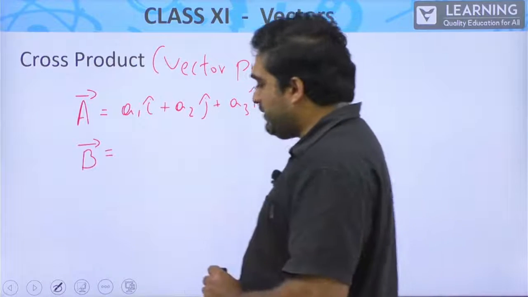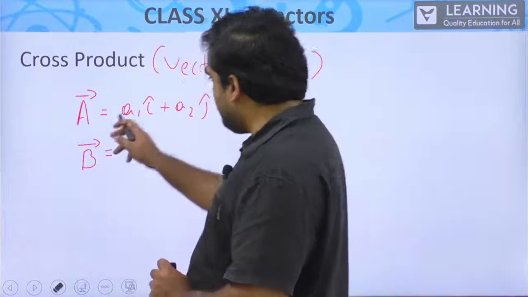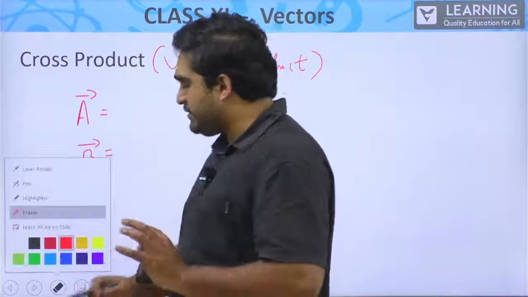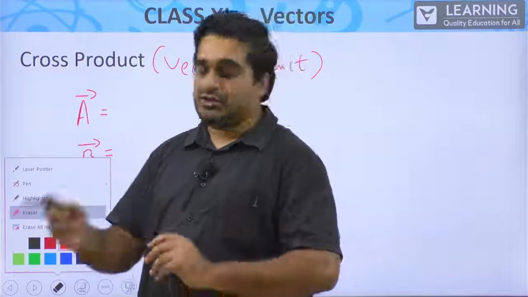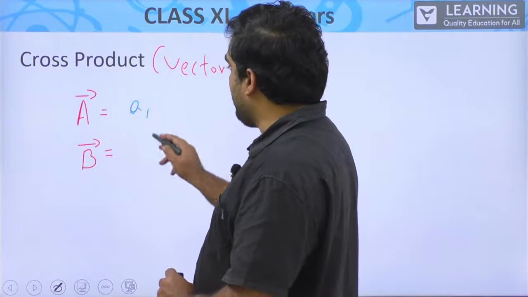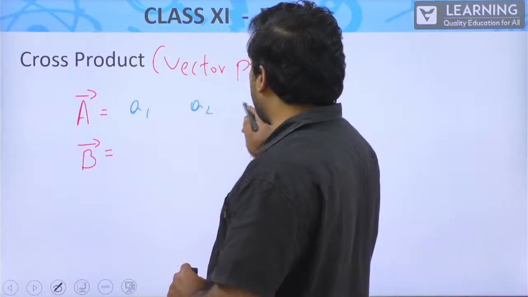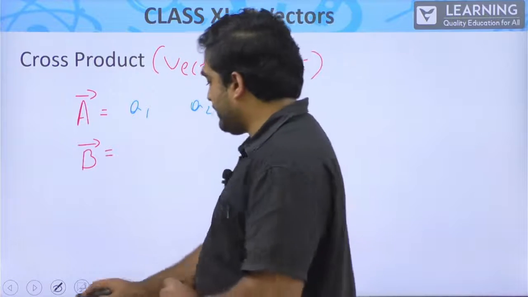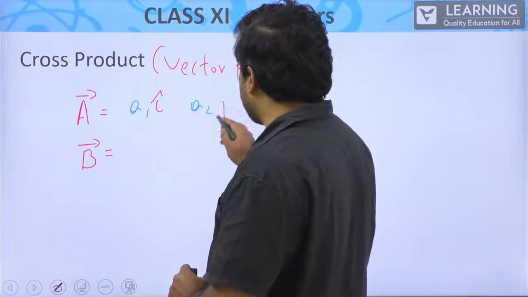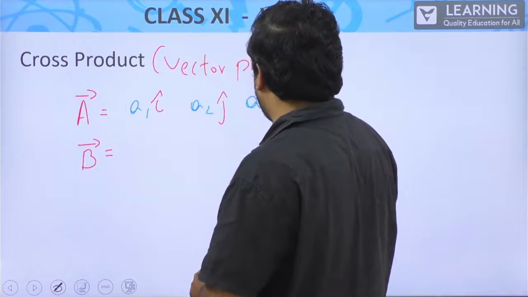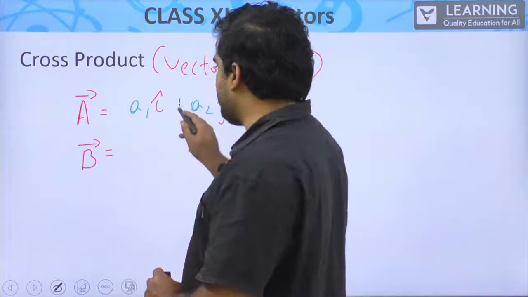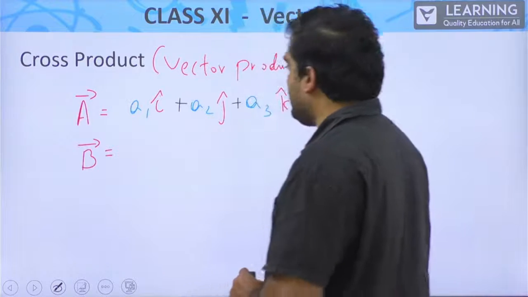To make it more elegant, let me use different colors to show you the difference between the constants and the unit vectors. So first the constants A1, A2 and A3. Then the unit vectors i cap, j cap and k cap. All three are added or subtracted accordingly. So here I will add.